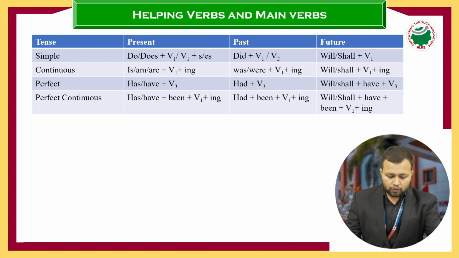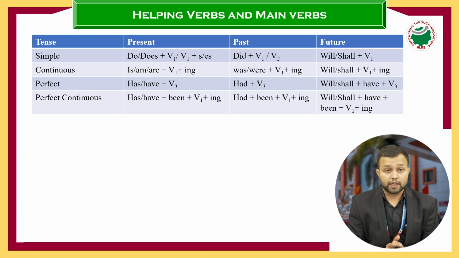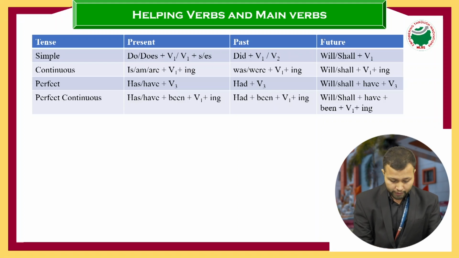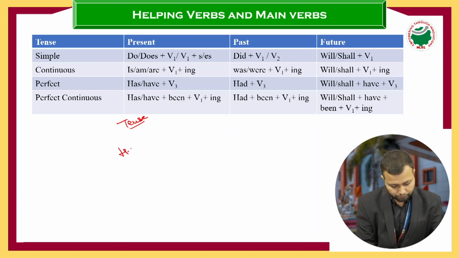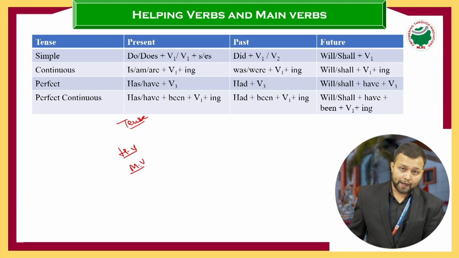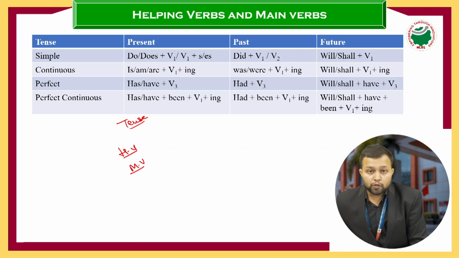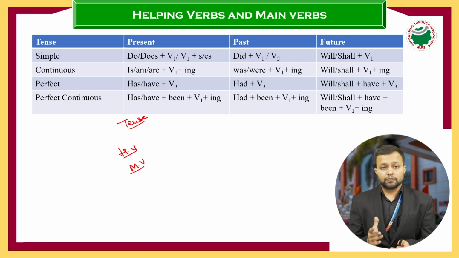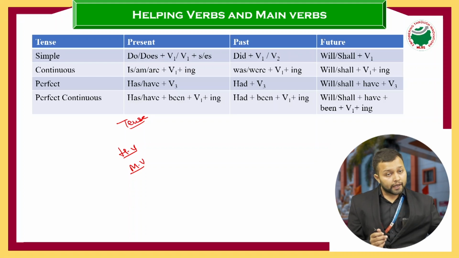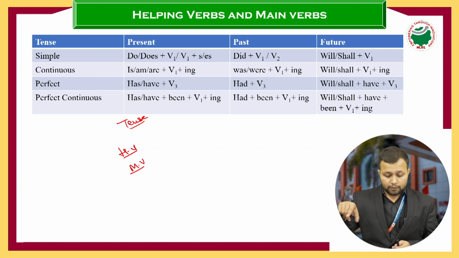So, moving on to our next and most important section in terms of tenses, that is helping verb and main verb. So in every tense, we will be using two types of verb, which is helping verb and main verb. Helping verb tells us about tense, which tense is used, and this main verb tells us about action, the state of action.